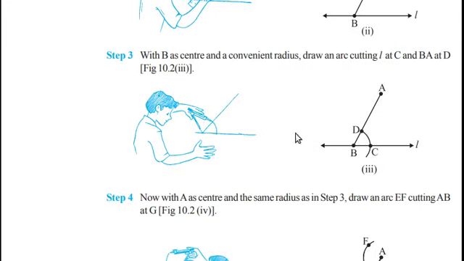Step 3. Now take a compass, draw an arc passing through the line segment BA. Take a radius in such a way that the radius is not more than the length of line segment BA. Take a radius which is less than the length of this line segment BA. Somewhere around here. Draw an arc which cuts through this line BA.